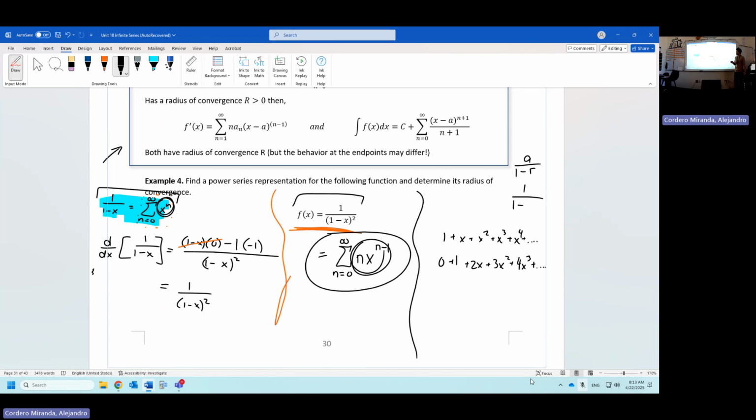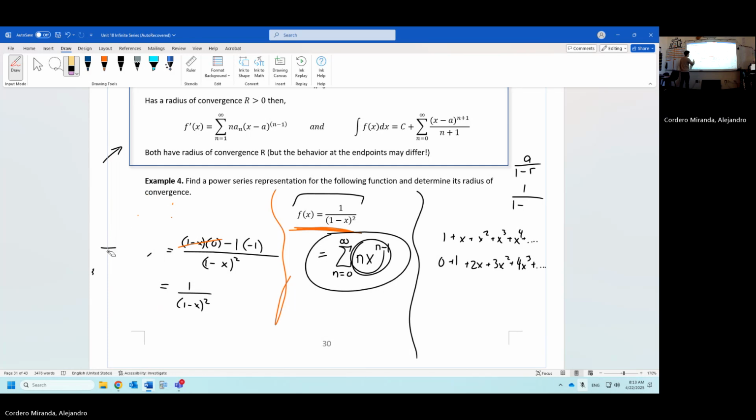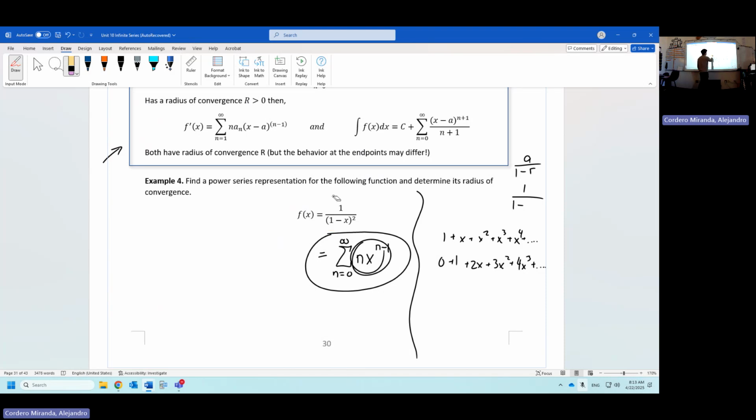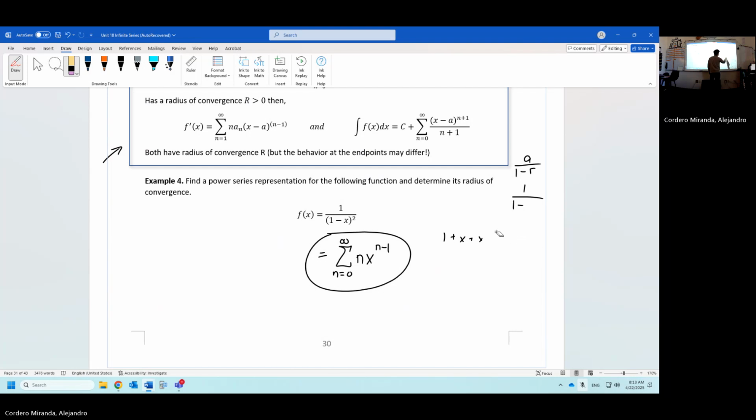And then it says determine the radius of convergence. So let me get rid of all this extra stuff. Now it looks confusing. Radius of convergence is very easy because we already knew the radius of convergence of the old one. The original series that we took the derivative of had a radius of convergence of 1.